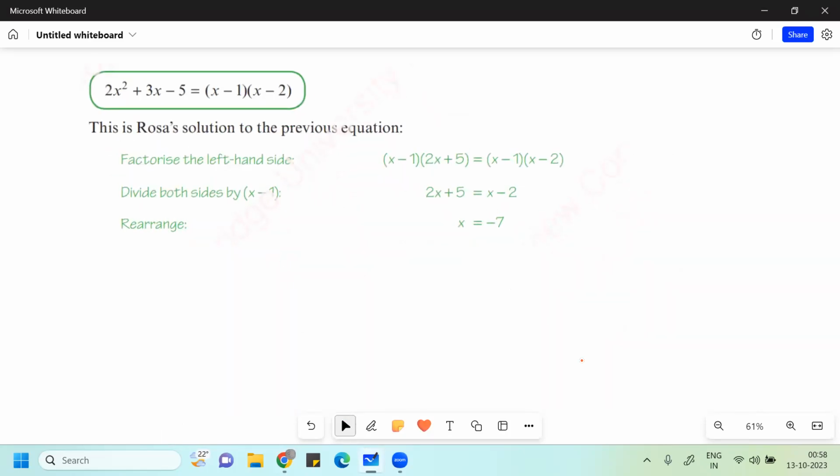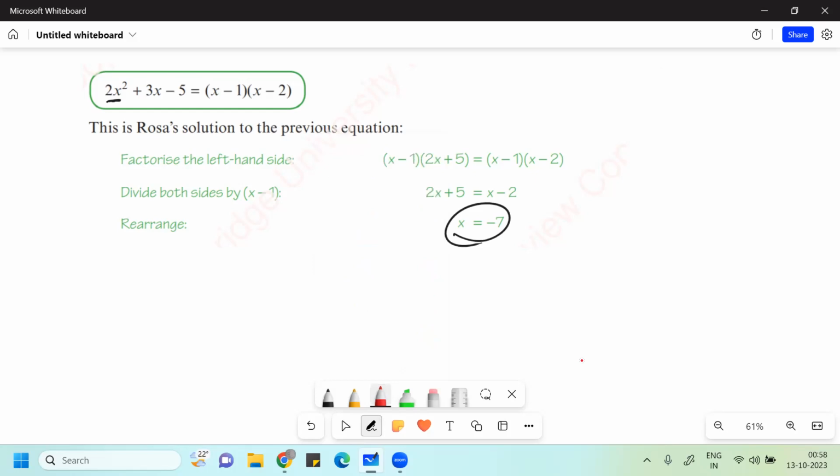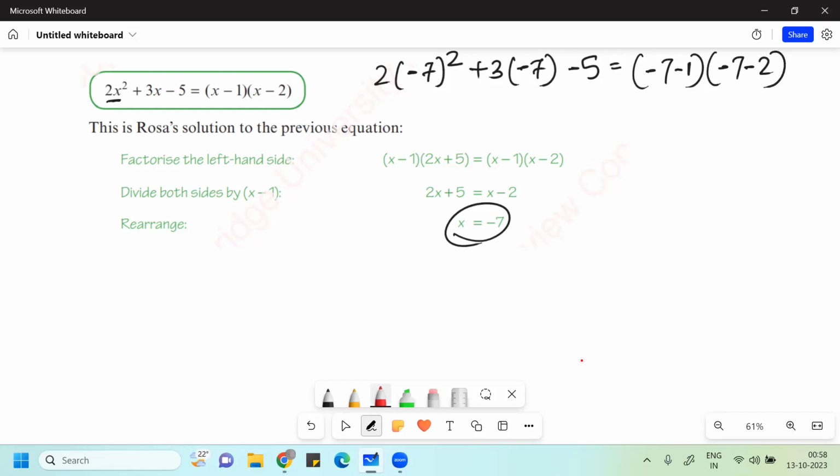Now here this question is being solved and they got the answer as x equal to -7. If I put x equal to -7, here you can see 2 into (-7) whole square plus 3 into -7 minus 5 is equal to (-7 minus 1) into (-7 minus 2). So if x is equal to -7, then my LHS should be equal to RHS. This is 2 into 49, this is -21 minus 5, this is -8 into -9.